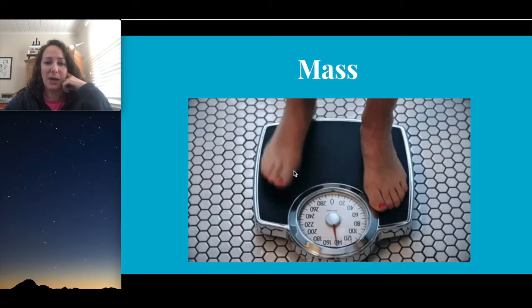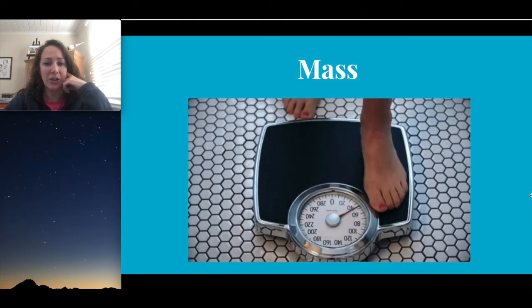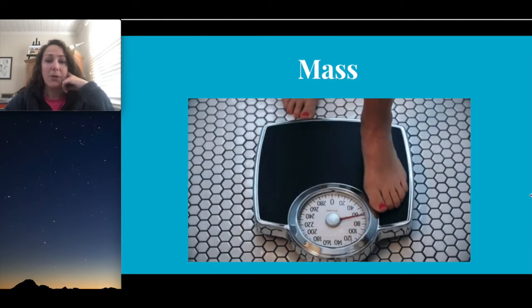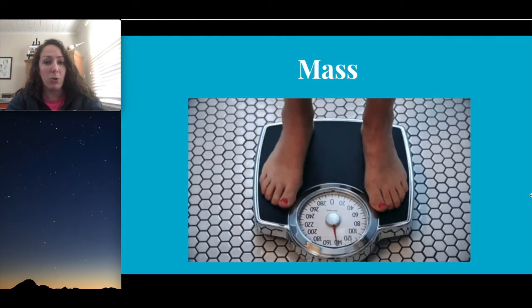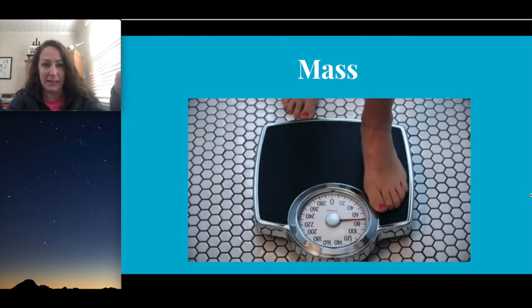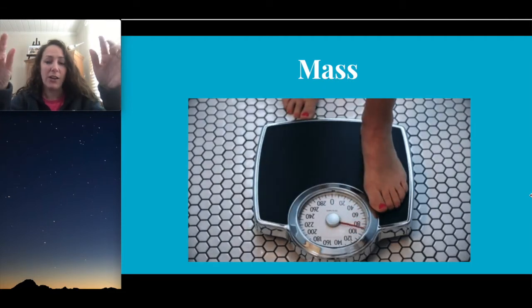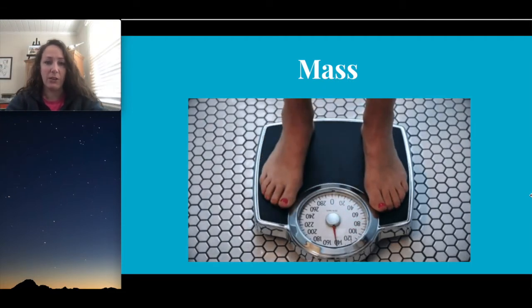Mass, we already talked about mass. Mass is how much matter is in an object, and on Earth we weigh it with a scale. Remember that gravity pulls down on mass. Okay, so anything that has mass, gravity tries to pull you down. And on Earth, we can measure that with our scales, with our weight.